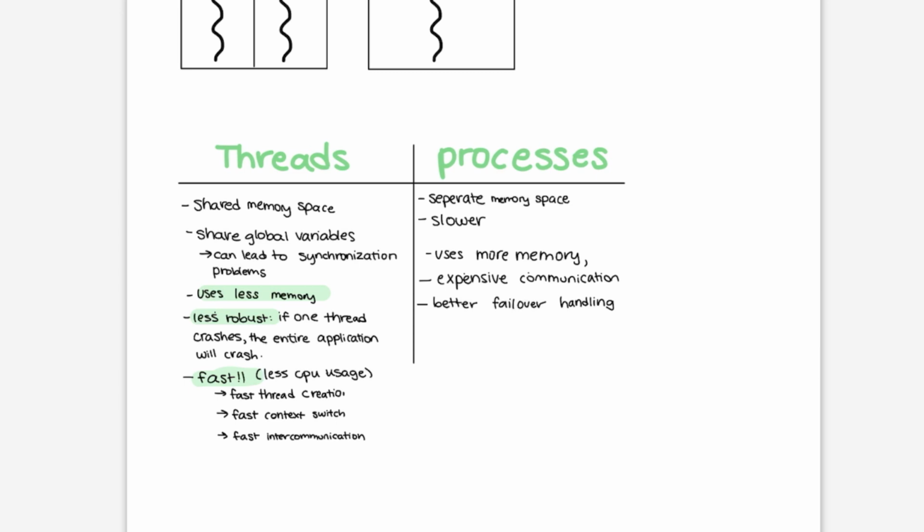So just a quick overview of process. They have separate memory space, so they're going to be isolated from each other. These are basically the opposite. Better failover handling, that's if one process crashes, it's not going to affect your other process. So it really depends on the applications you want to use these for. Just remember about your synchronization problems with threads. That's going to be a bit trickier to code, but definitely not impossible.